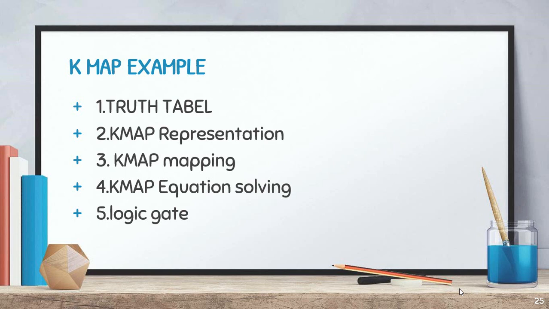First, whatever the equation given, draw the truth table. From the truth table, we can make the K-map representation. Plot the K-map and place ones in those cells corresponding to the ones in the truth table, for the sum of product expression, and place zeros in the other cells. Third, we have to do the K-map grouping.